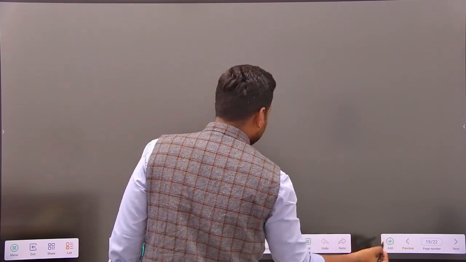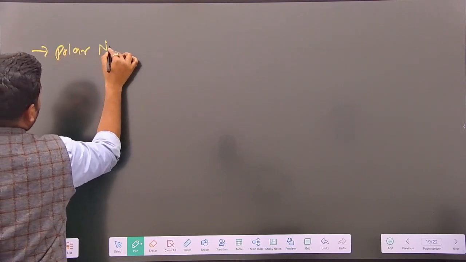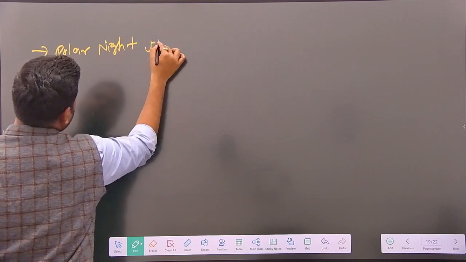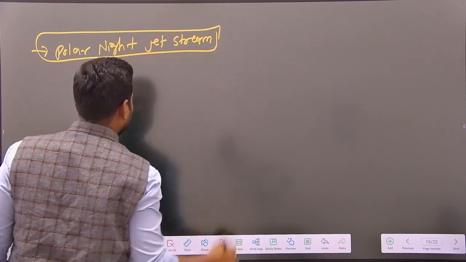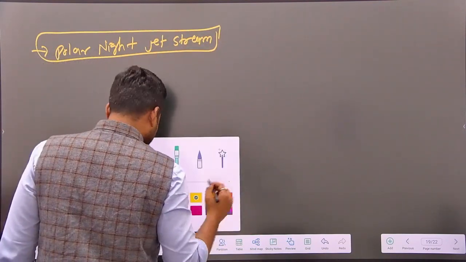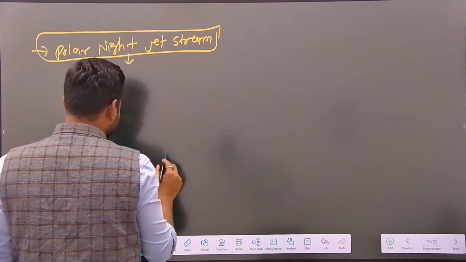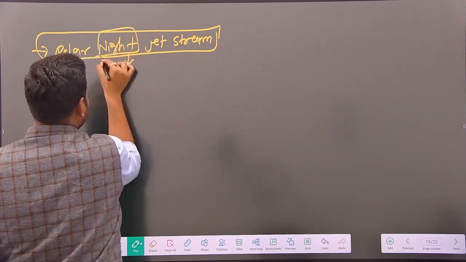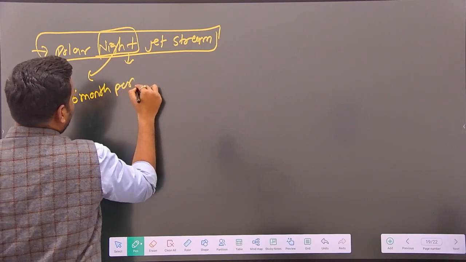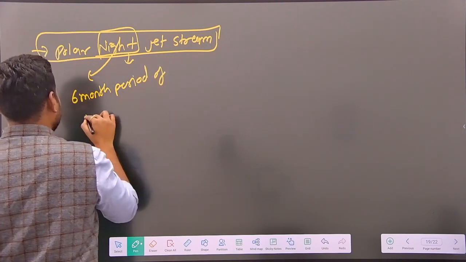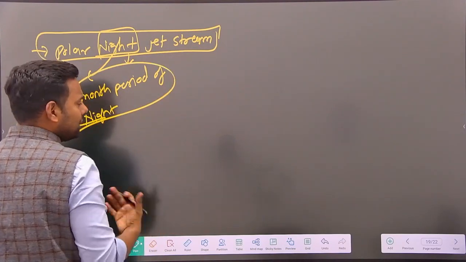And further, we move to and discuss the polar night jet stream. Let's try to understand what is going on during the polar night jet stream. Here the word is night. Night means the 6 month period of night, because the sun's rays are shifting to the southern hemisphere.